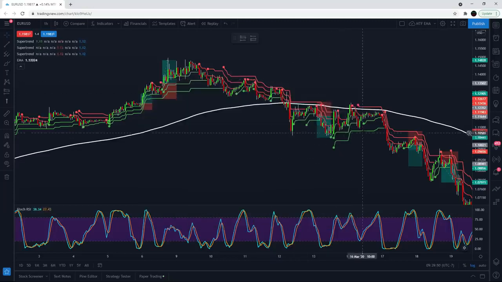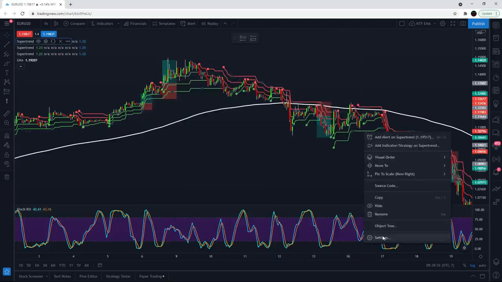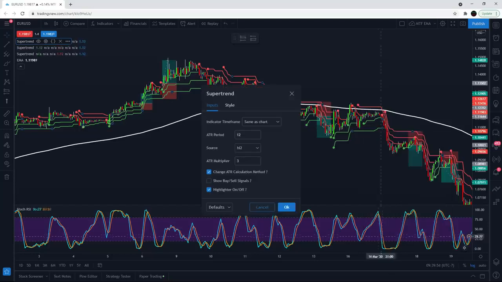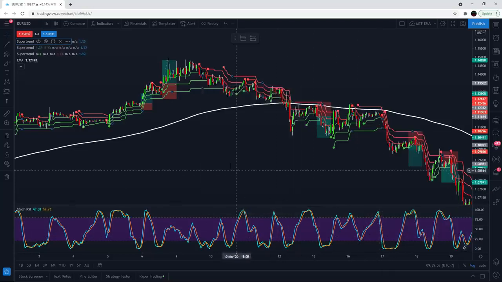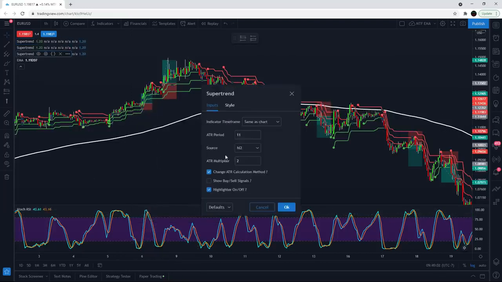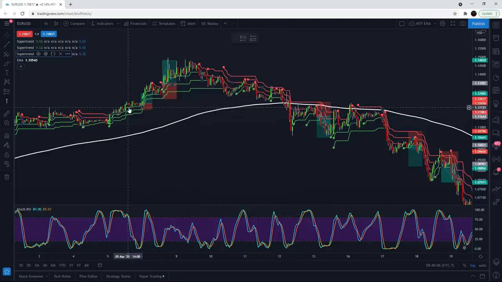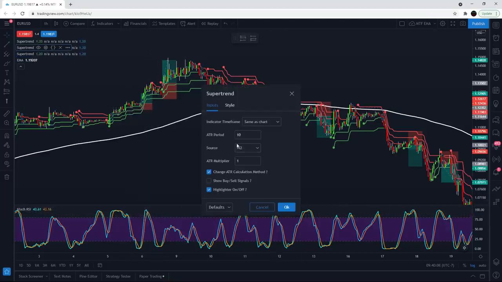If we go to the settings, let's go to the outermost super trend. The settings are 12 and 3. And then if we go one in, the middle one, 11 and 2. And then the closest one in, 10 and 1.